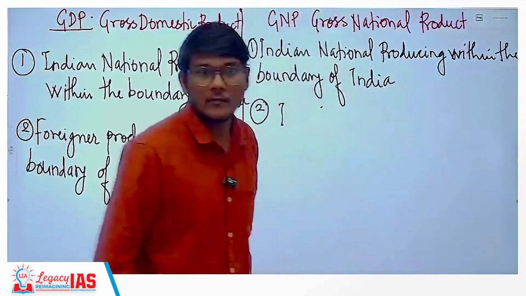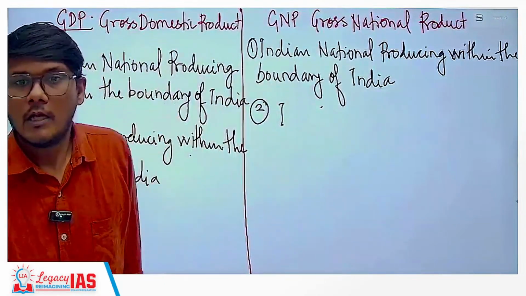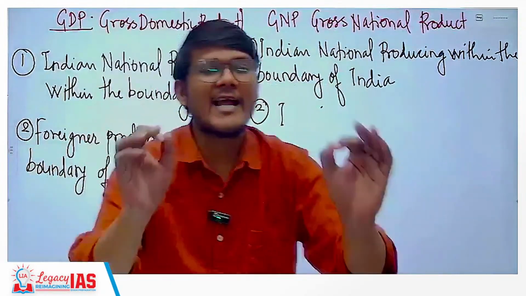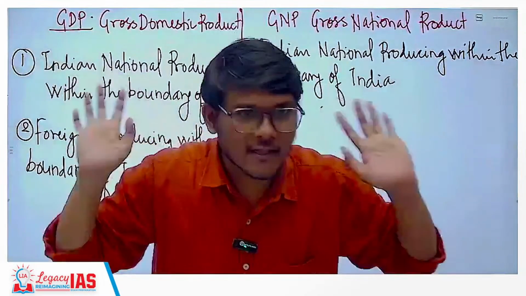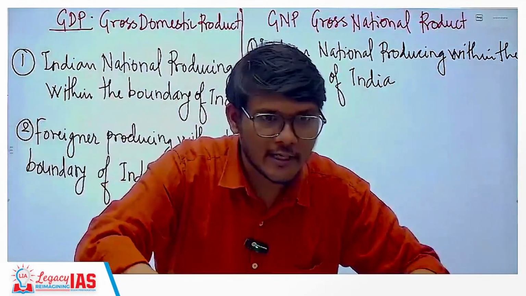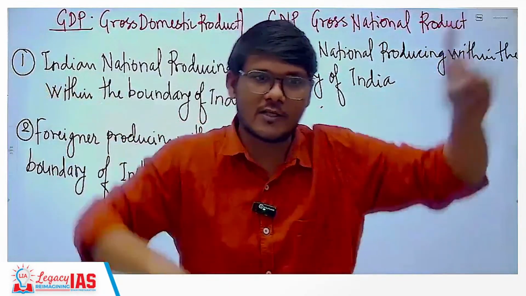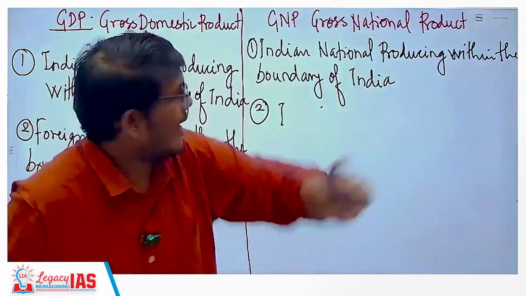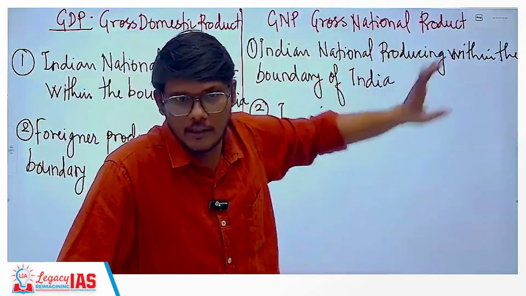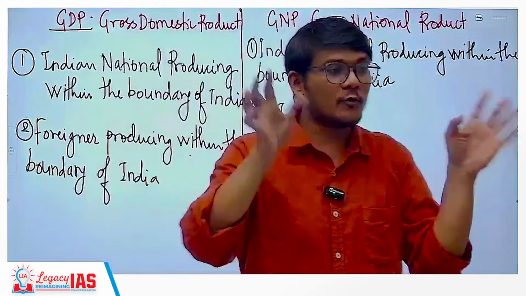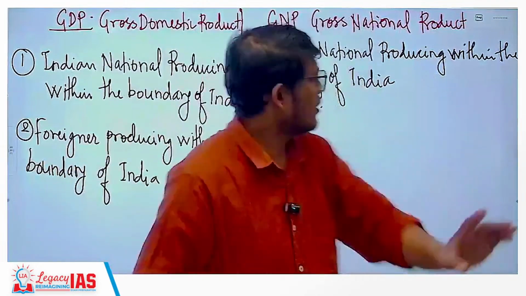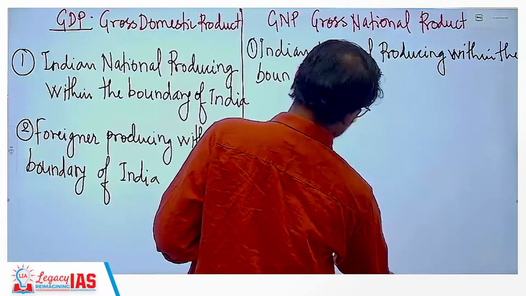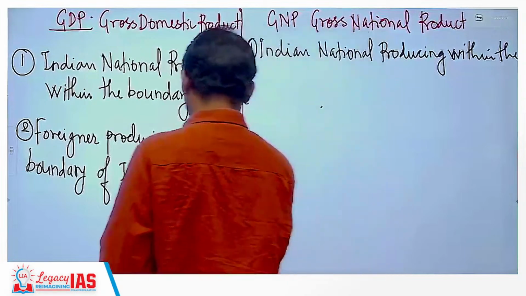कुछ डाउट? देखिए, gross national product is what? When an Indian national produces, no matter where they produce. So they can produce in India, they can produce outside, they can produce in USA, they can produce in Mars, anywhere. When an Indian national is producing, that forms the gross national product. ठीक है? मैंने बोला था, don't add anything from your side. What is the definition? See, what is the definition? Let me just remove this.